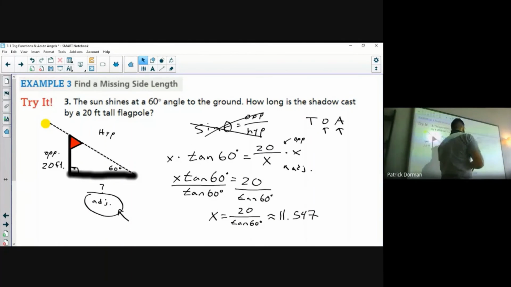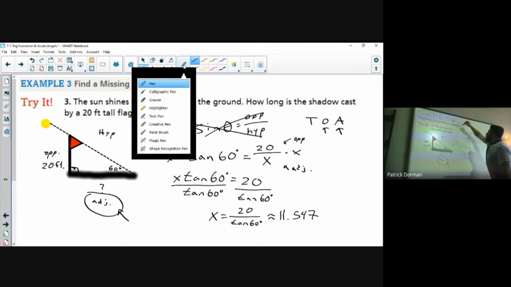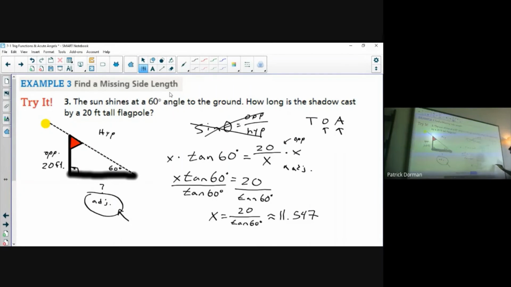Oh my gosh, what have I done? Feet. I did not include units. I technically got it wrong.